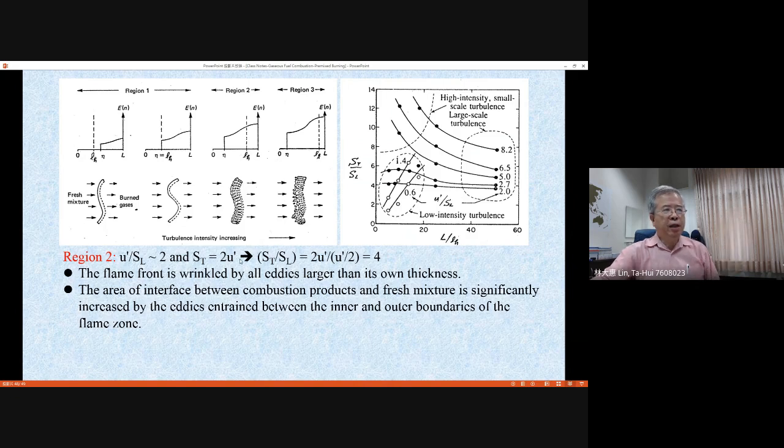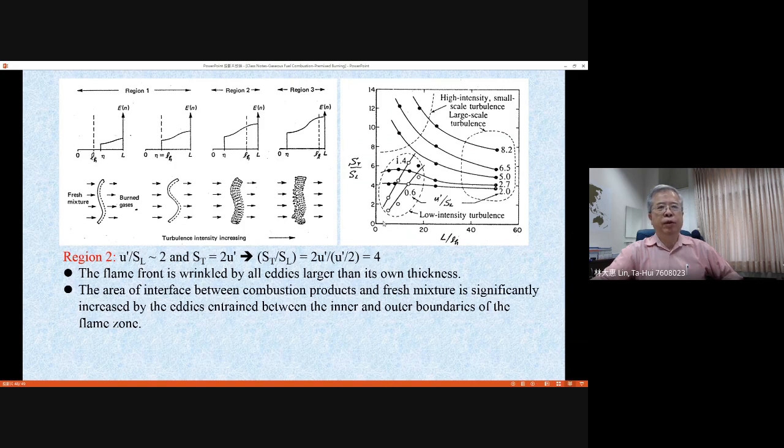Okay, in this critical case, when your fluctuation is just double your nominal flame speed, you find out, and from the experiment, that the turbulent flame speed is just equal to 2 times the velocity fluctuation. By these two relations, you figure out the ratio of flame speed between turbulent and nominal is just equal to 4. Okay, this is a typical value you should notice.